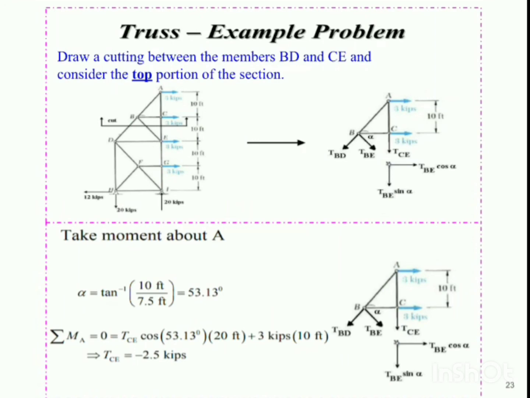Because the line of action of TBD is passing through A, so its moment will be equal to 0. Also TCE is passing through the joint A. Again the moment of TCE will also be 0. So we are left with only one unknown member force which is required to be calculated. So simply by rearranging the equation, we can get the value of the member force TBE, and we got the value as negative, which implies that our assumption is incorrect. This member TBE is carrying a compressive force.